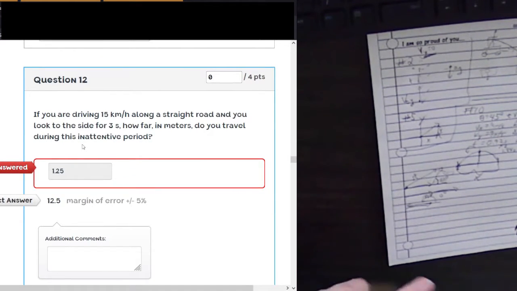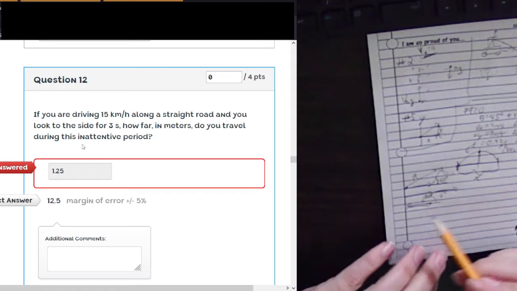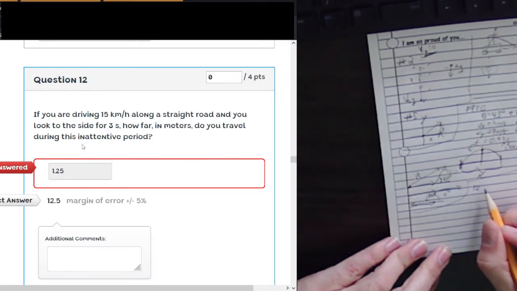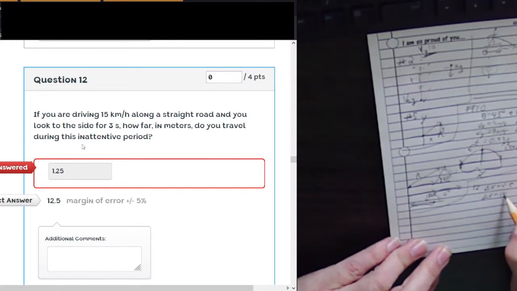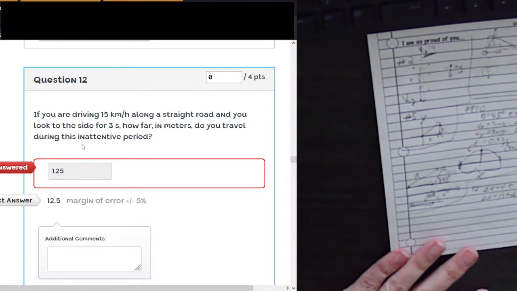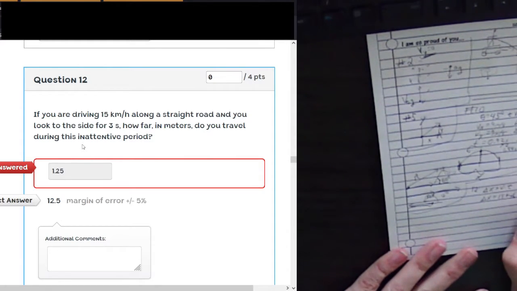So this one here looks like we had a bad unit conversion, I think. So number 12, they want you to find how far you travel. So it's just like this one here, that x is velocity times time. And it gives you the velocity as 15 kilometers per hour, but it gives you the time as 3 seconds. So you can't just multiply these because these aren't the same unit, and in addition to that, it wants the answer in meters. So the first thing we need to do is convert this, say, from seconds to hours.